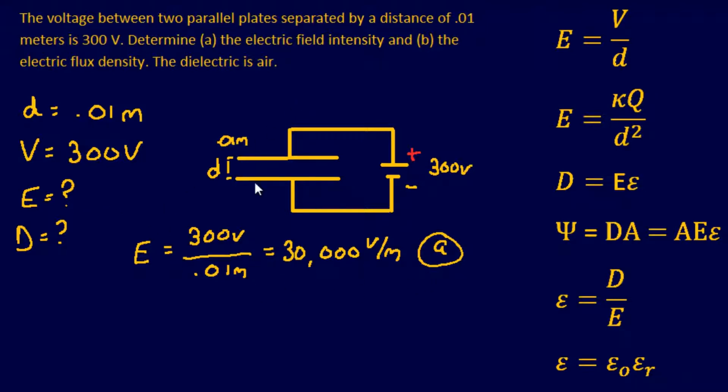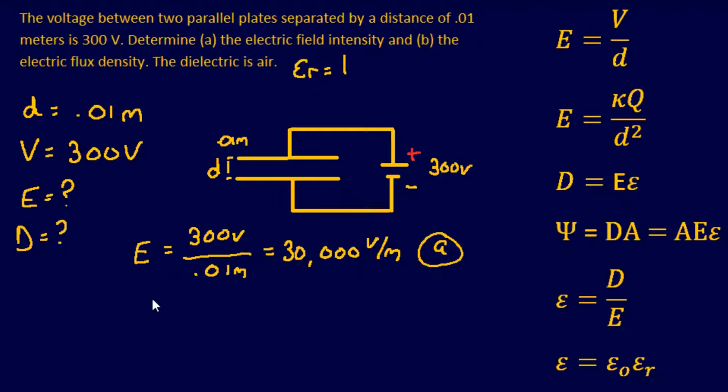Now for B, the electric field density, which is D. So to find the density, it's going to be the strength or intensity times the dielectric. Since the dielectric is air, it's going to be the relative permittivity times free space, and that's going to give your actual permittivity. Which means our relative permittivity for air is 1. So it's going to be 1 times the free space.